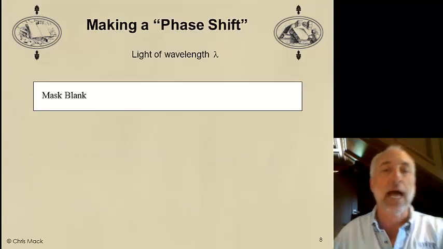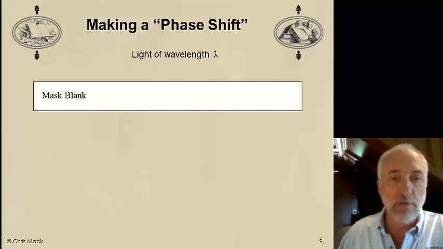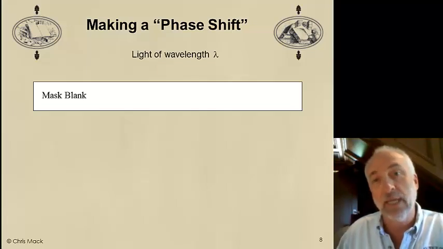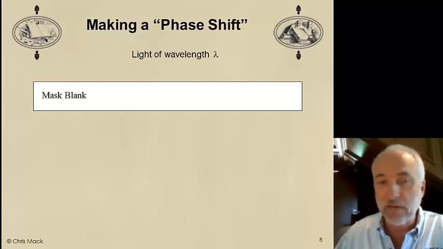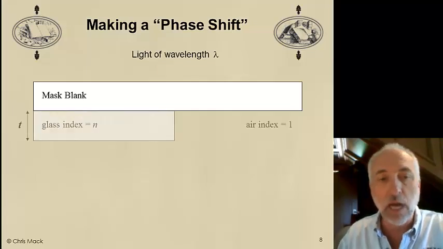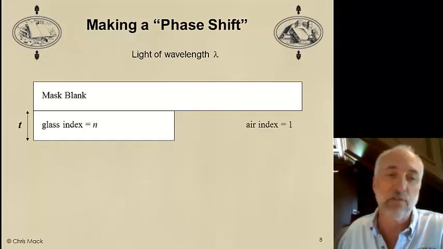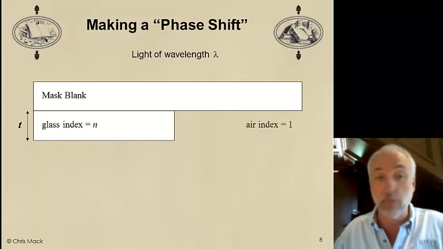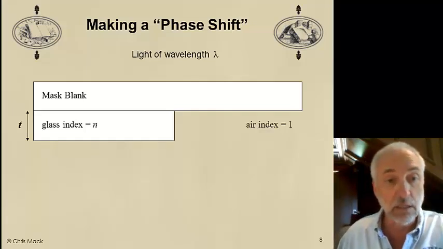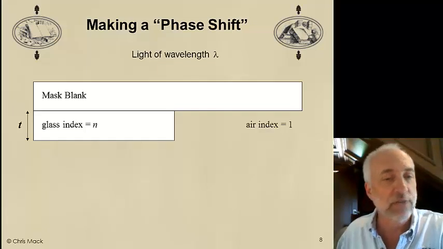Let's look at how we can make a phase shift. So let's start with a mask blank that we're going to illuminate with light of some wavelength lambda. Now, instead of putting chrome features like we've been doing so far, let me put a block of glass on top of the mask blank. In fact, I'll make this glass have the exact same optical properties as the mask blank. It'll be the same material. And this glass will have some thickness T, and refractive index n.